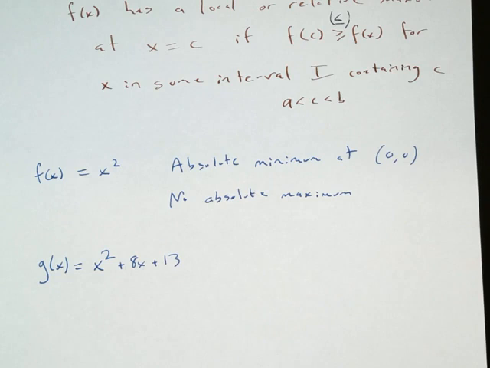This again is the graph of a parabola. Quadratic function gives me a parabola. Because the leading coefficient is positive, this parabola opens upward. So once again, I know, before I've done any work, that this function has an absolute minimum.